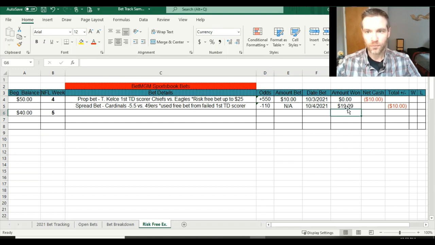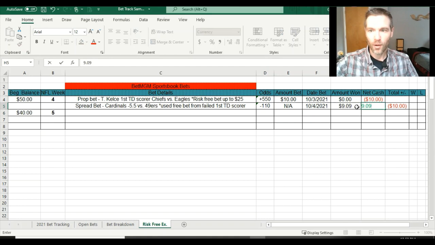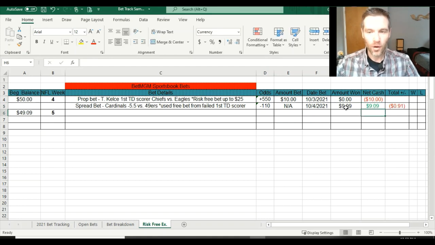So while this normally would be the amount won using a free bet, what the book is going to pay you, whoops, that's not right. What the book is going to pay you is this. So you will be up that $9.09 on that bet that you made, but overall you're down 91 cents on that risk-free bet. The book gets to keep 91 cents of your hard-earned betting money, so your balance is not the same as it was when you first placed that risk-free bet.